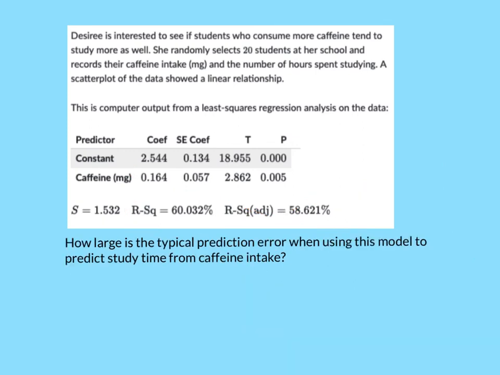Another type of question you might be asked is, how large is the typical prediction error when using this model to predict study time from caffeine intake? So prediction error, that's really talking about your standard deviation of your residuals, or your S value. So your residuals, how far off are you? When we say what's the typical, now we're talking standard deviation. So I would say it's typically about 1.532, get your units on it, hours.